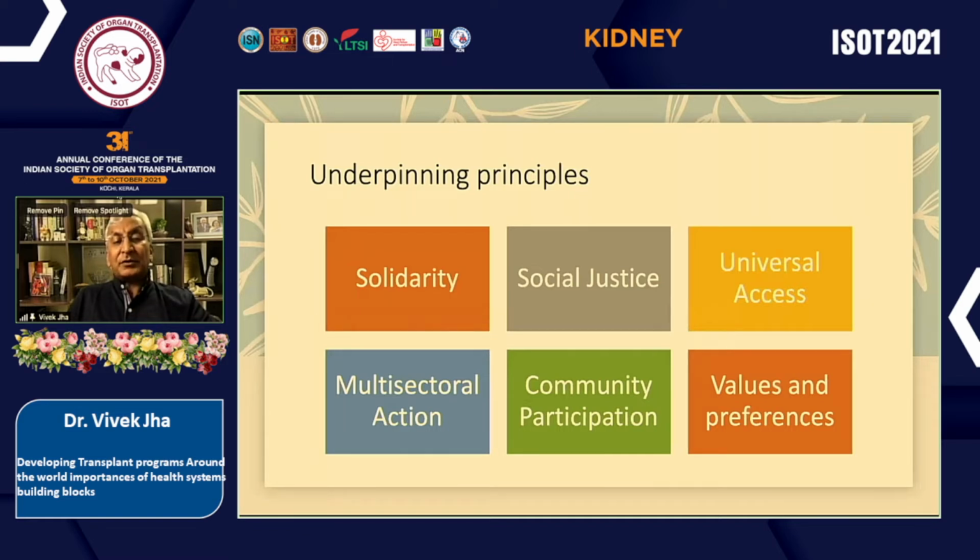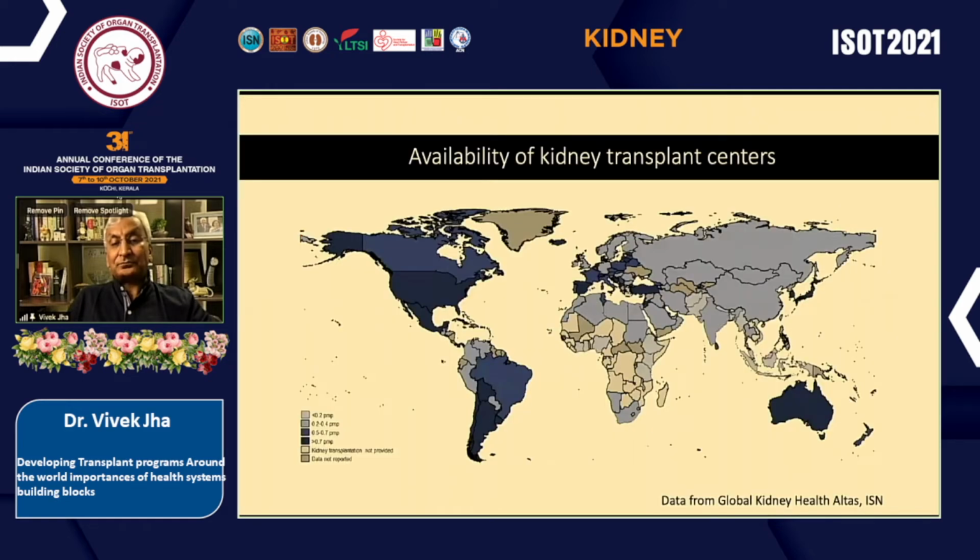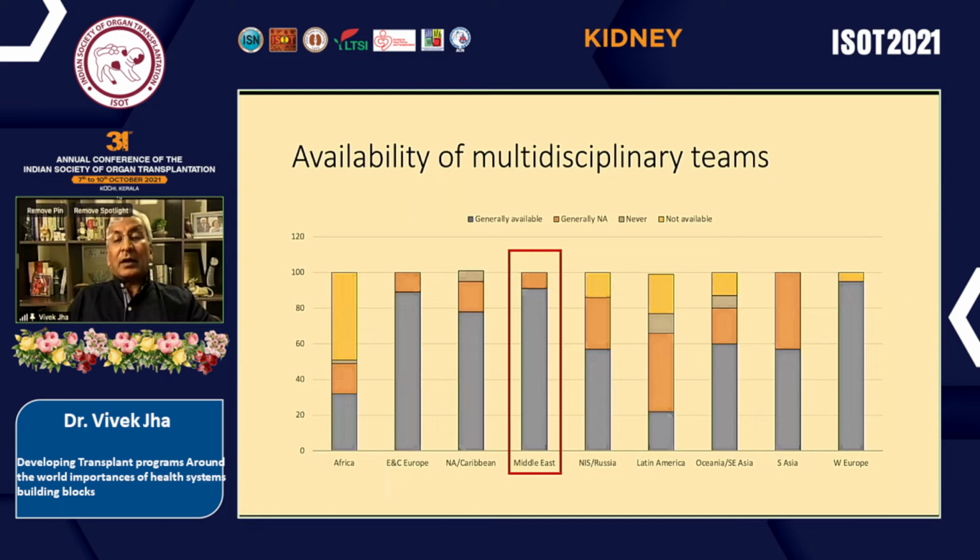The underpinning principles of the health systems are solidarity, social justice, universal access, multi-sectoral action, community participation, and consistency with the values and preferences of the society in which these programs are implemented. And this is something which you saw earlier, so I won't go into it again. What we looked at now used data from the Global Kidney Health Atlas, which is an exercise carried out by the International Society of Nephrology to assess the readiness of different countries around the world in their ability to provide kidney replacement therapy.